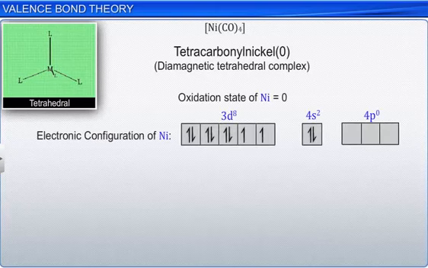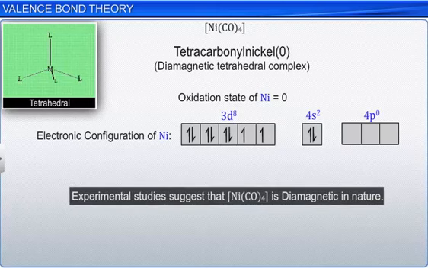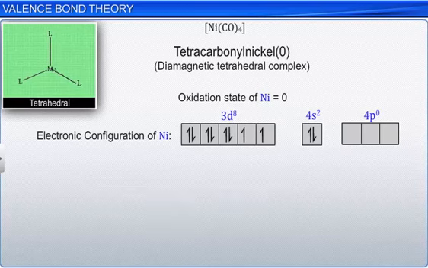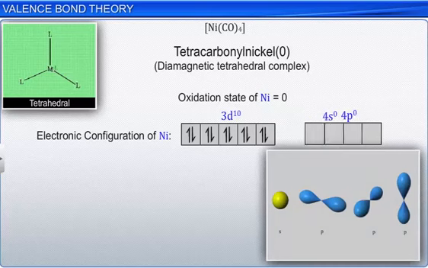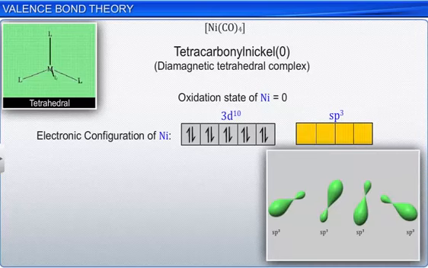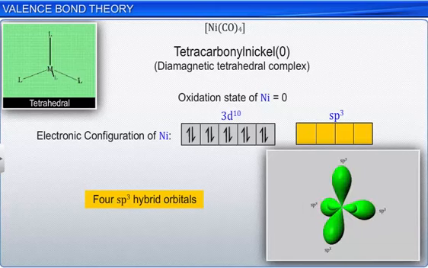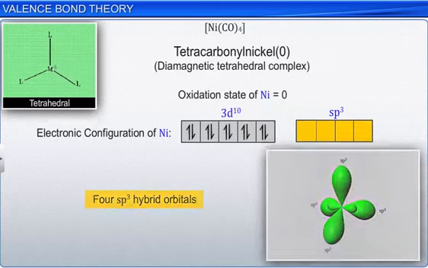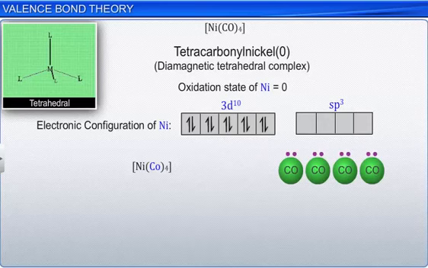Experimental studies suggest this complex to be diamagnetic in nature. This is possible only when the paired electrons in the outer 4s orbital pair with the electrons in the 3d orbital. Thus, the metal atom undergoes sp3 hybridization to result in 4 sp3 hybrid orbitals. The 4 electron pairs donated by the 4 ligands are accommodated in these orbitals. Hence, the complex is a diamagnetic tetrahedral complex.